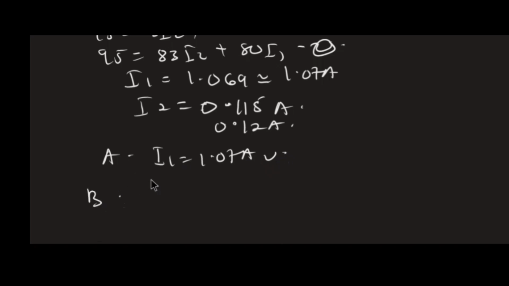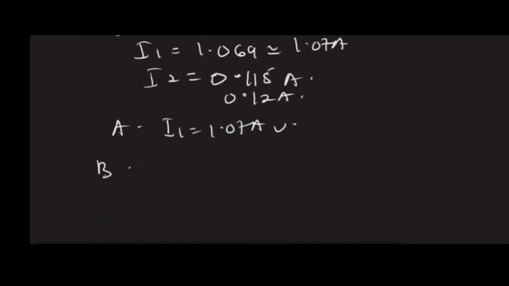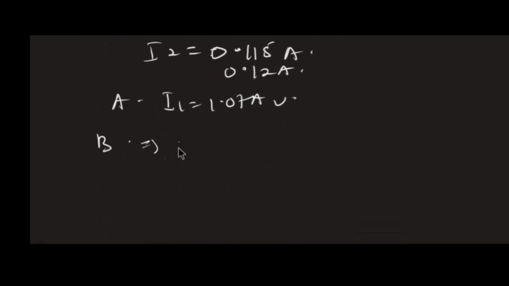Then the B part is saying that we should find the current in the 80, which is the total combined. So I'm going to add 1.07 plus 0.12. So what am I getting? I'm going to get 1.19 amperes. And that gives me the current in the 80 ohm resistor.